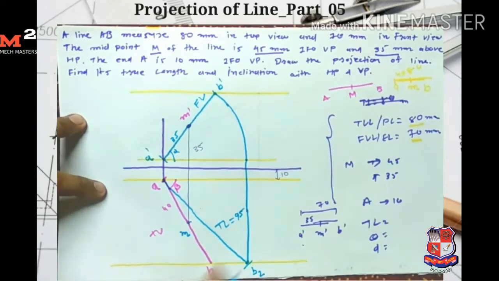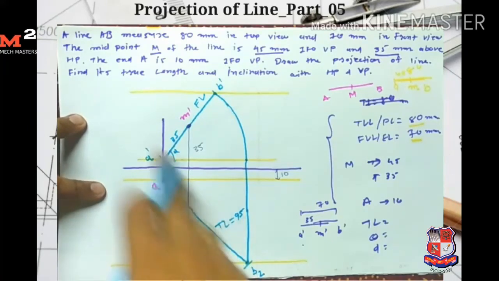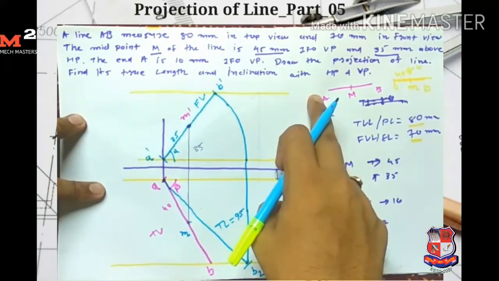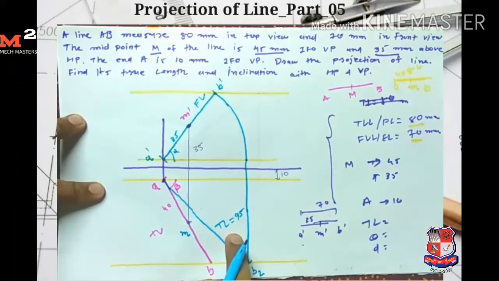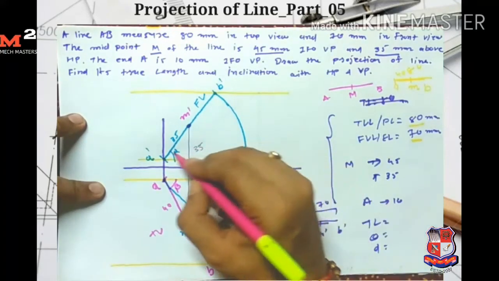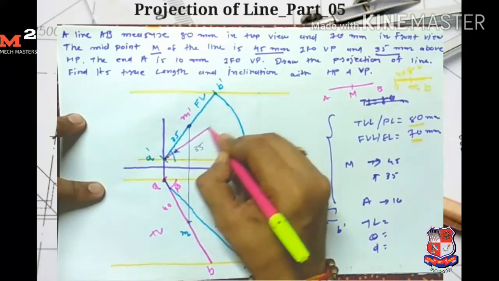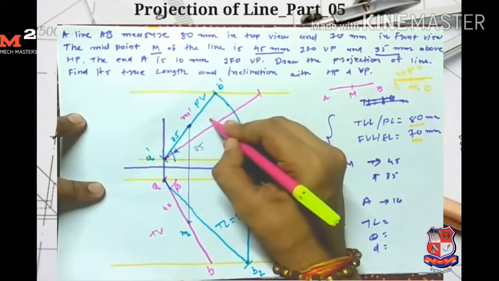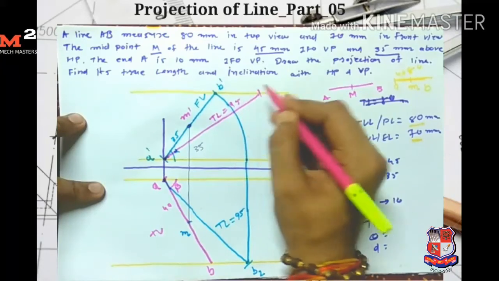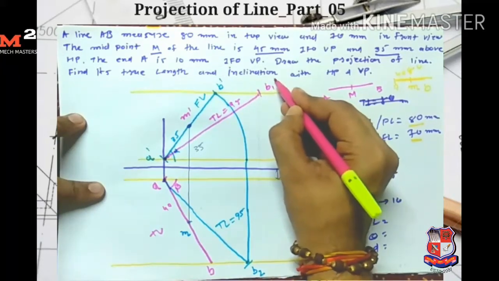Now I know the true length, and I know the locus of the end of the true length. So I take 95 mm as a radius and A dash as a center. I draw one arc which intersects here. So this line is my true length, equal to 95, and here I get my point B1 dash.